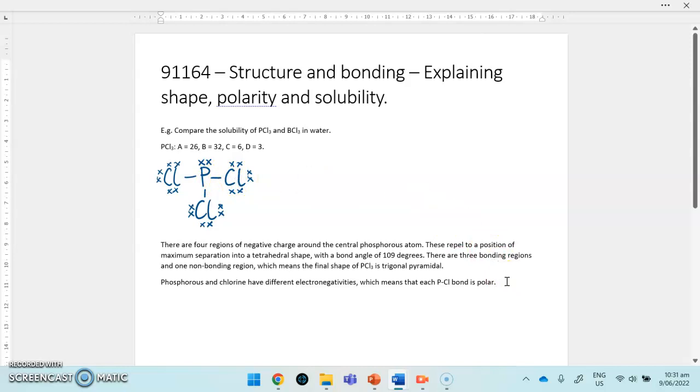Then we talk about the arrangement of those bonds around the central atom. As phosphorus and chlorine have different electronegativities, which means that each PCl bond is polar.